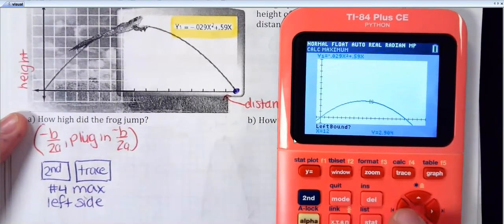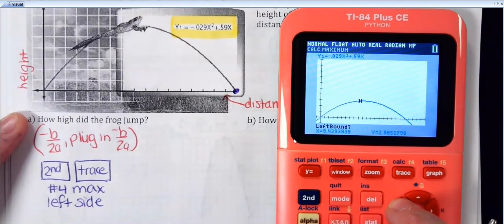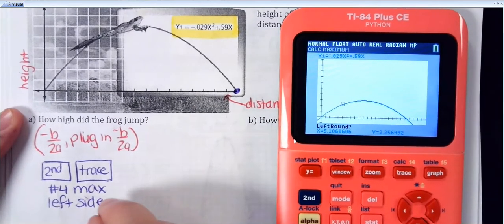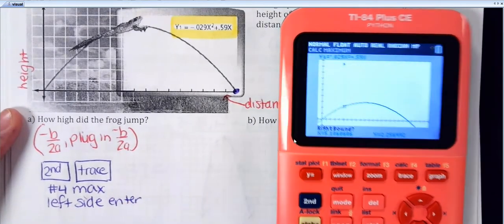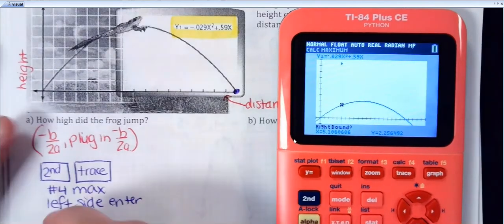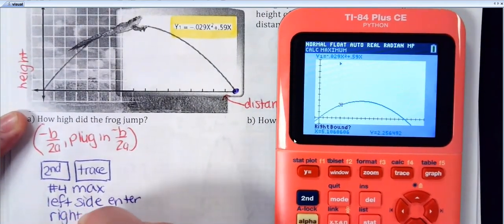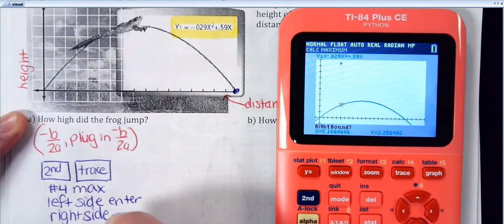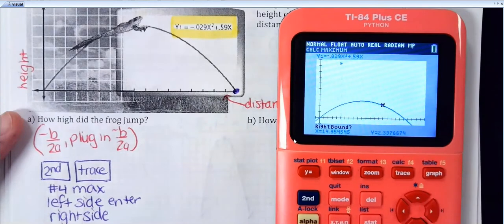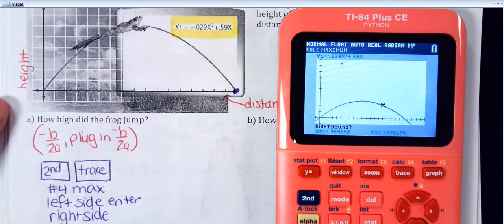I'm just going to use the left arrow key. I'm just holding this down. Just come somewhere on the left side of that vertex, and then you're going to hit enter. Then across the bottom, it's going to say right bound. And all you're going to do is just move that little cursor anywhere on the right side. I'm just holding down my little right arrow key. And it's going slow, sorry. Just anywhere on the right side of where that vertex is.